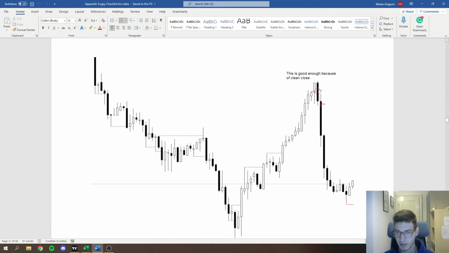Let me zoom in a bit. And as I wrote down, this is good enough because of the clean close. This clean close is good for me. Through backtesting, I found that it works.